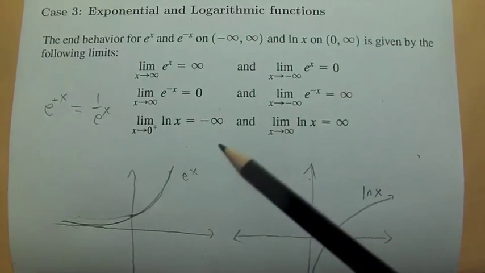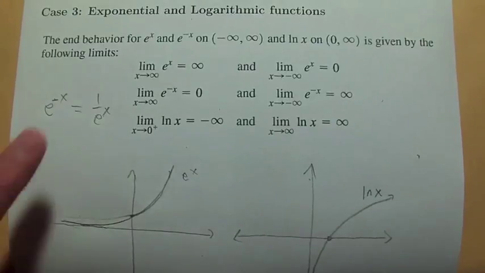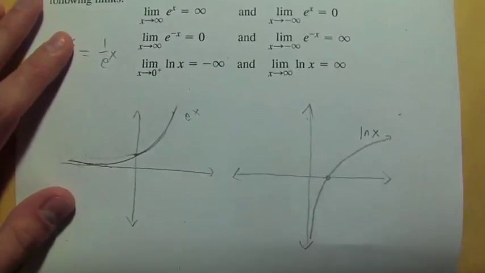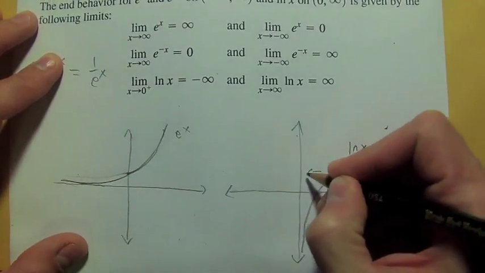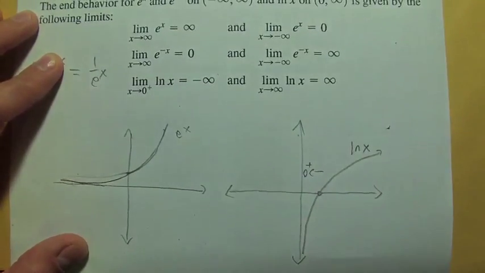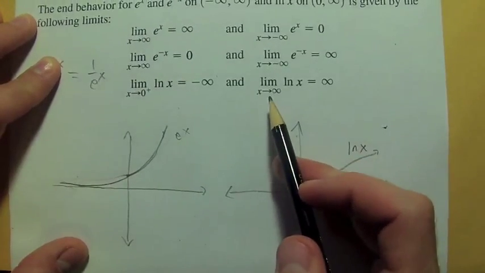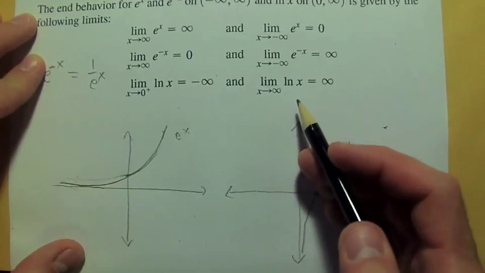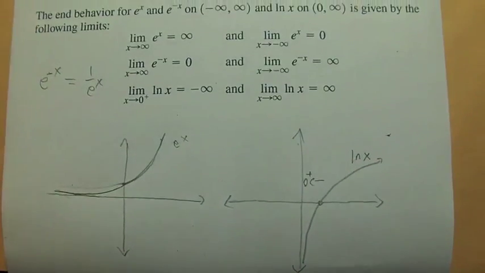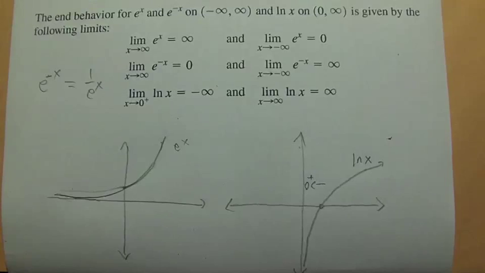And then the limit as x goes to 0 from the right of the natural log of x is negative infinity. You can see that from the graph, as x goes to 0 from the right. And the limit as x goes to infinity of the natural log of x is infinity.